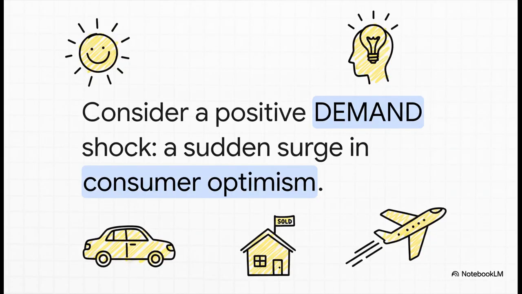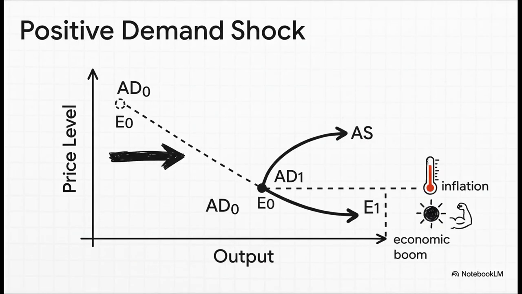Imagine everyone just wakes up one morning feeling incredibly optimistic about the future. They feel secure in their jobs, they think things are heading in the right direction, so they start spending more on cars, vacations, home renovations, you name it. What does that do to our model? Well, all that new spending literally pushes the entire aggregate demand curve over to the right. See, at every single price level, people now want to buy more stuff. This gives us a new equilibrium point.